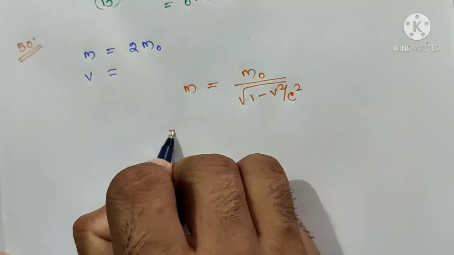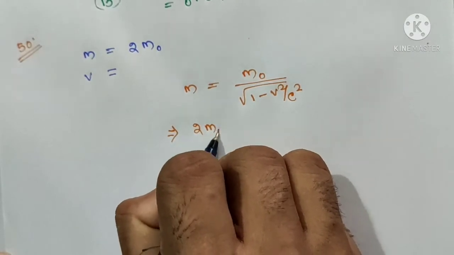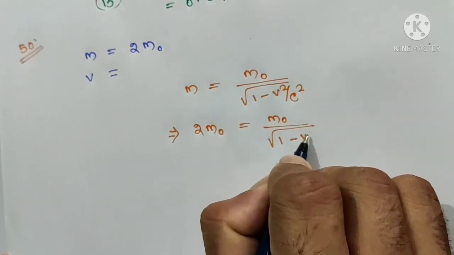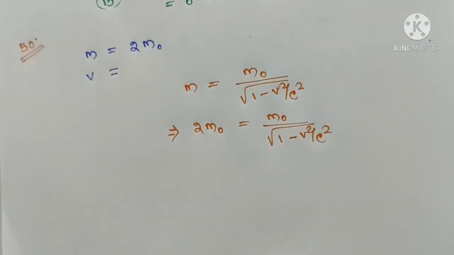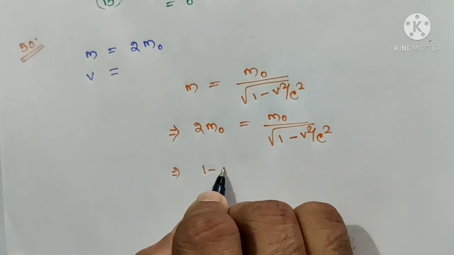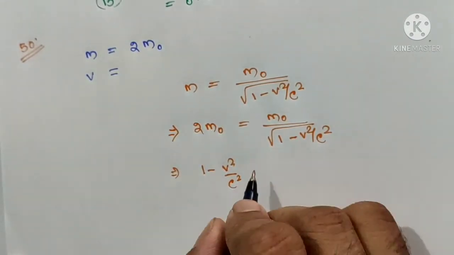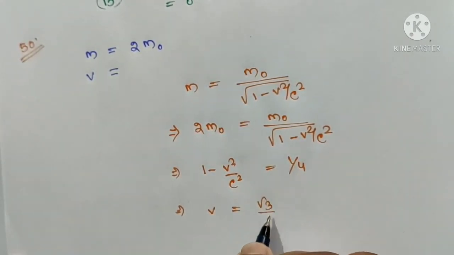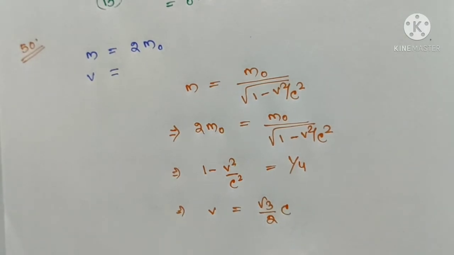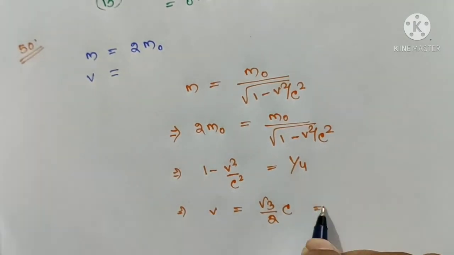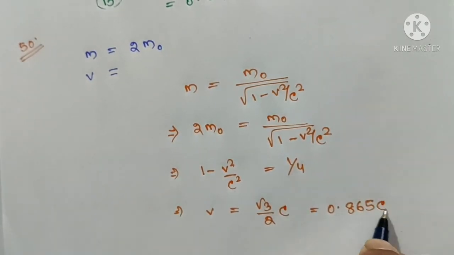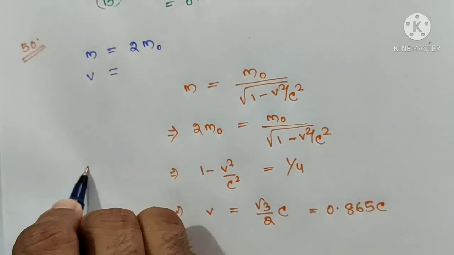Now according to the question, its mass becomes 2 times of its rest mass, so that is 2m naught equal to m naught over root of 1 minus v square by c square. So from here, 1 minus v square by c square equal to 1 by 4, or v equal to root 3 by 2 times c, which is equal to 0.865 c. So your correct option is option C.